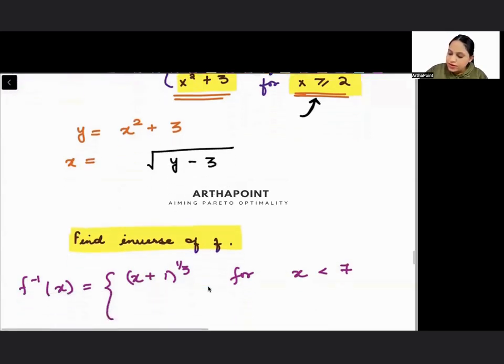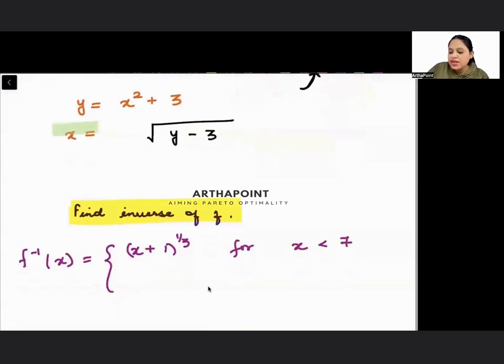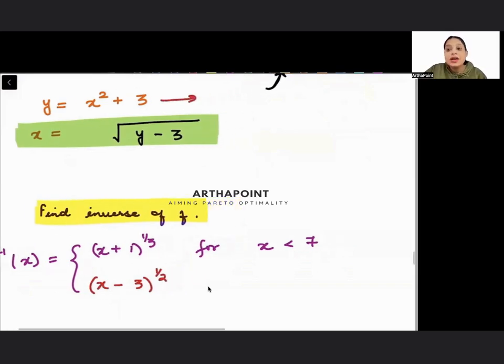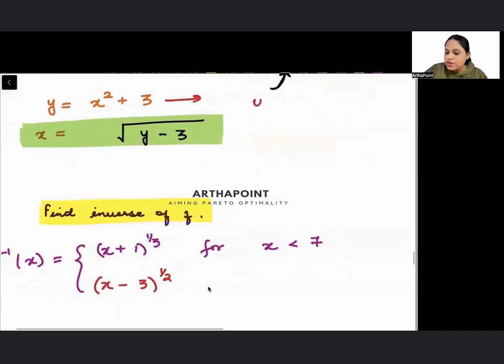So what function will I get? I am getting the function that x is equal to under root of y minus 3. That is, if I have to write this in terms of x, it will be (x minus 3) to the power half. Okay, again I can plug x as 2 here. So I will get y is equal to 2 square plus 3, which means 4 plus 3, which means 7. So this is defined when y belongs to 7 to infinity.